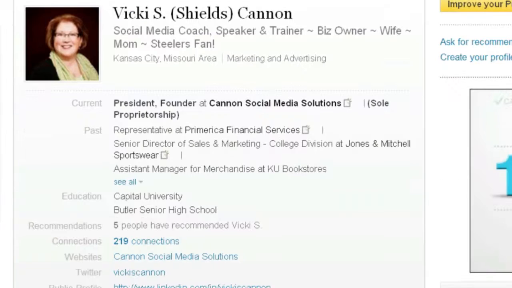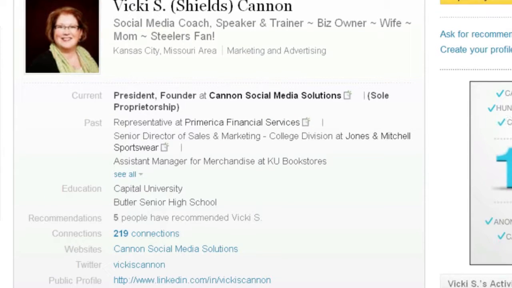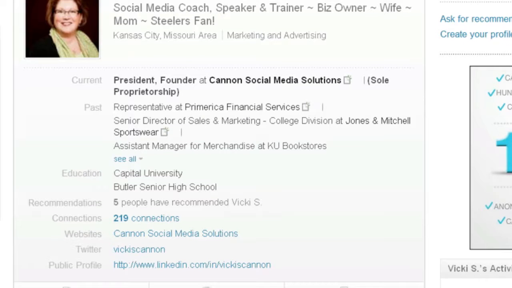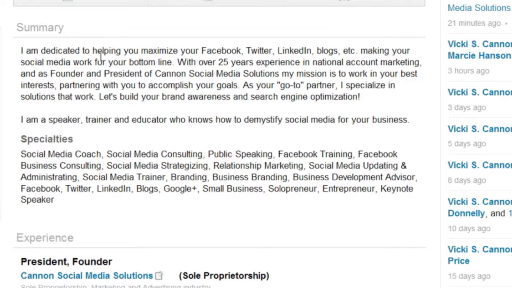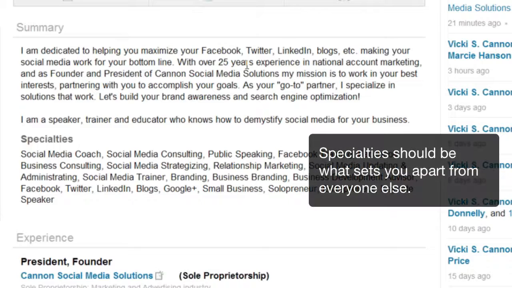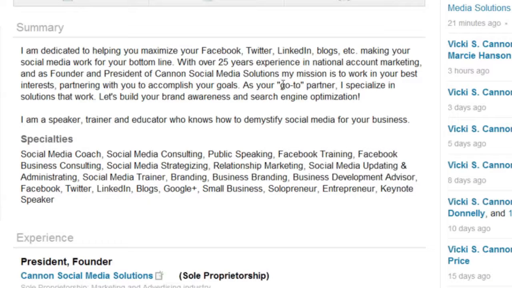And the most important part, beyond the information that's on the top here, is this summary and specialties. A lot of people miss this because they think the summary is really their resume, and they also think that specialties have to do with, I know about Word or Excel or one of those other things. What you're really going to find here is your summary is all about what sets you apart from everybody else. Not that you have just 25 years experience in national account marketing, but what is it that you can do for that person? It's sort of your call to action.